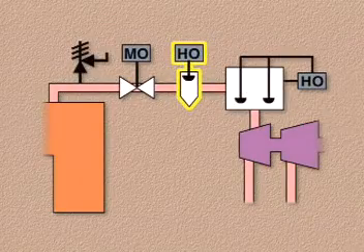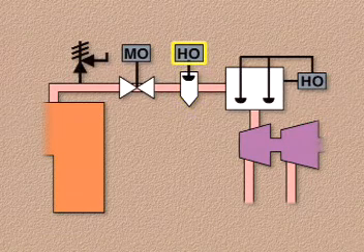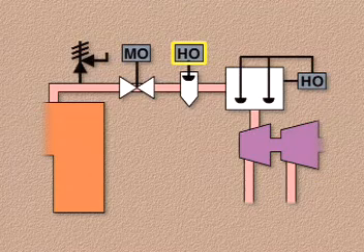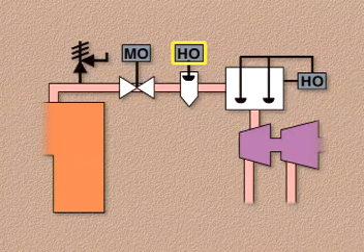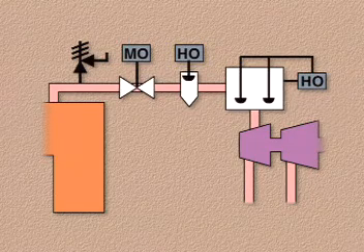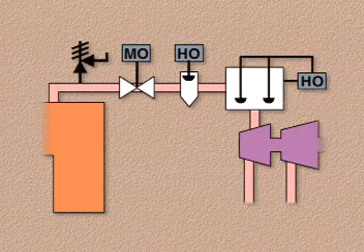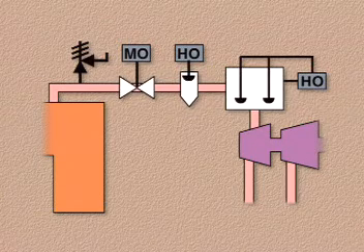The next component in our main steam system is the main steam stop valve. It's usually a specially designed hydraulically operated valve. The valve operator is controlled by the turbine control system. Although we show only one main steam stop valve in our simplified diagram, there may be two or more of these valves in a main steam system.